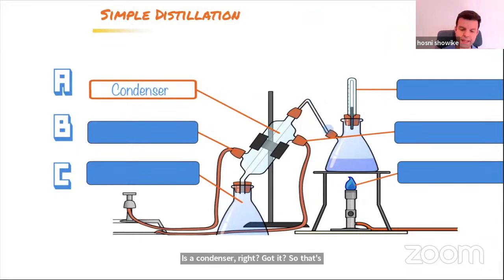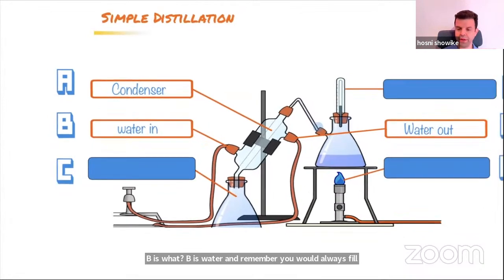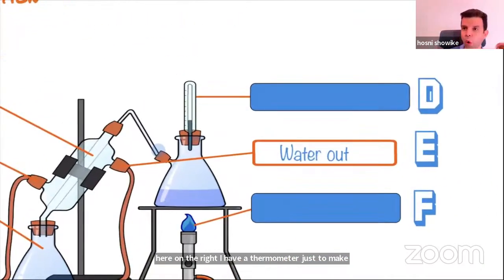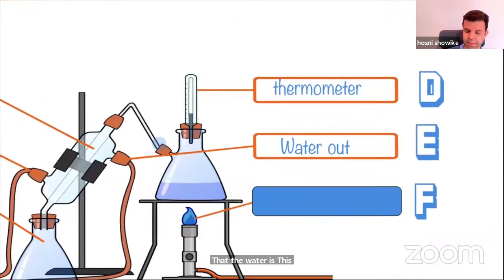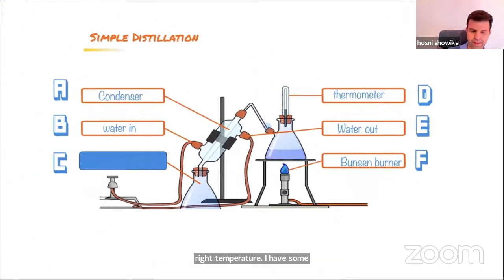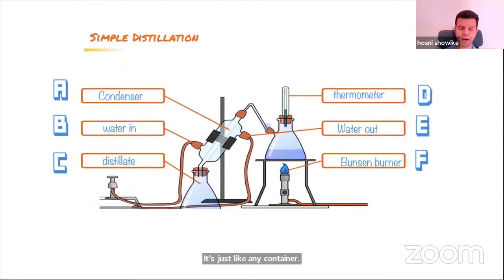B is what? B is water in. Remember, you would always fill up the condenser from bottom to top, right? That's water out here on the right. I have a thermometer just to make sure that the water is distilling or condensing at the right temperature. I have some Bunsen burner. And it doesn't have to be a flask, what I have here at the bottom. It's just any container that I will have here.